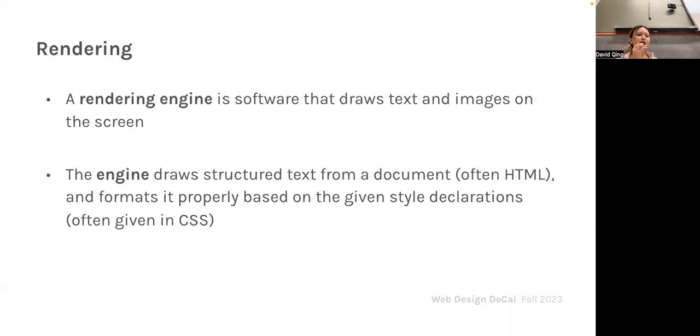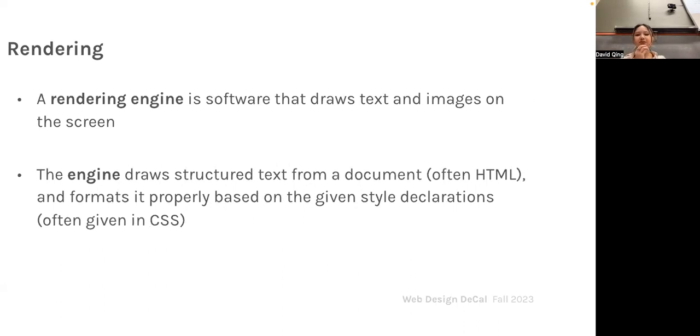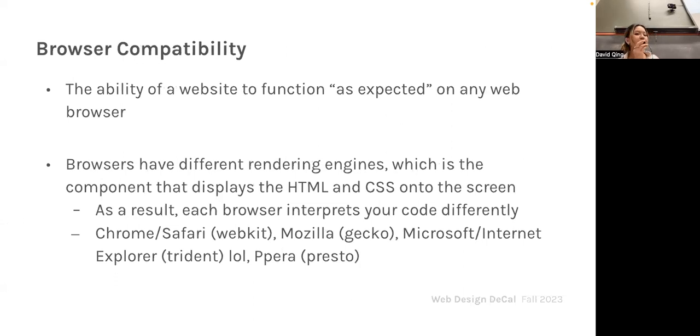We'll tackle the first issue, which is browser compatibility. In a few slides before, I mentioned a rendering engine. This is essentially software that will draw text and images onto the screen. You guys have been working with HTML and CSS, and the engine will take the text from your HTML, let's say, and then format it based on your CSS file. Browser compatibility is essentially the ability of a website to function as, quote unquote, expected on any web browser.